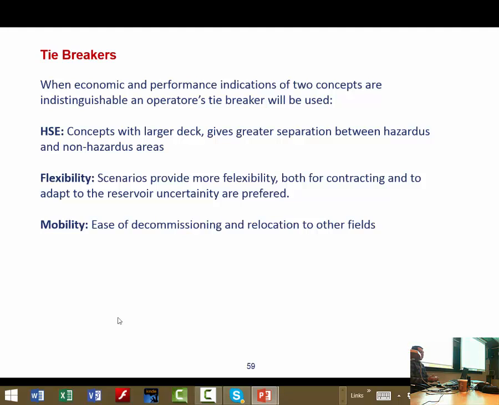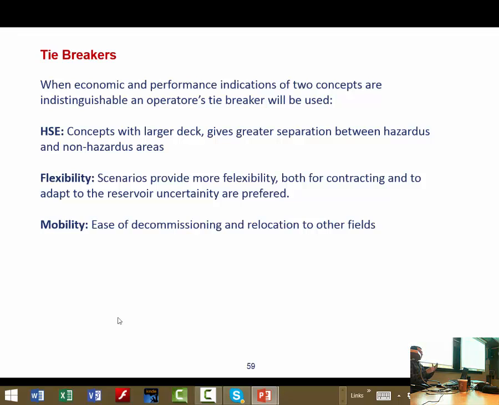So when economic and performance indicators of 2 or 3 concepts is indistinguishable and it's difficult for you to make a decision, then operators usually use their tiebreakers, which means their strategies towards HSE, better to say, flexibility and mobility. For example, for HSE, when you have 2 concepts, that concept which give you more deck space or better deck space for layout.